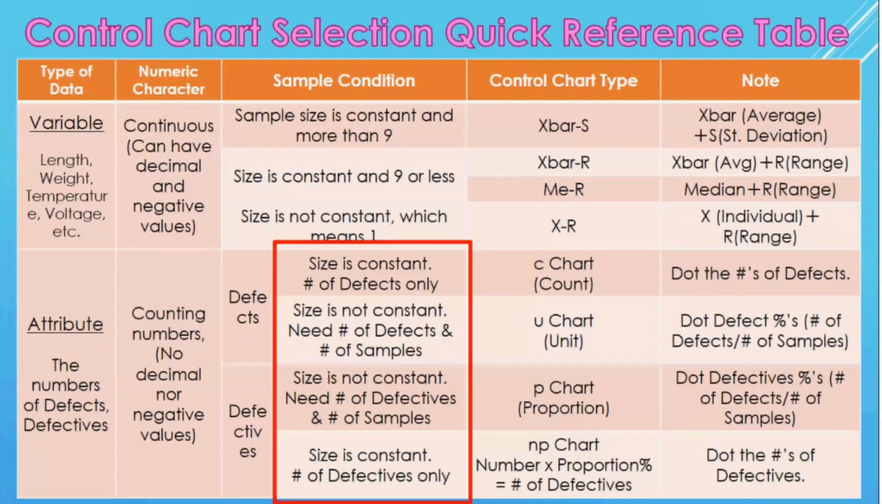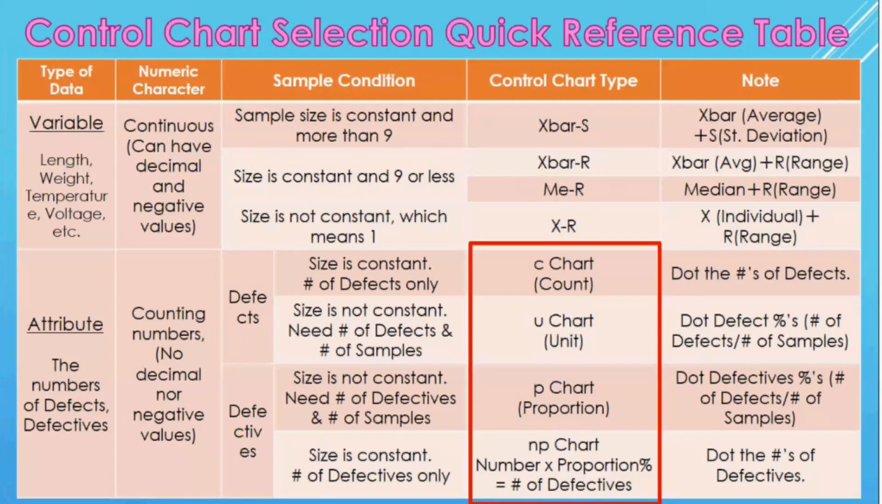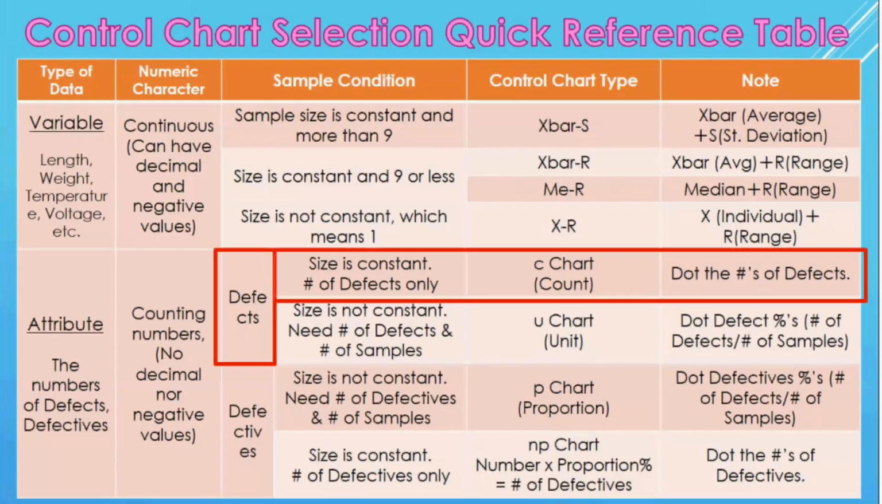However, unlike before, the difference in size doesn't matter, but whether the sample size can be consistent or not matters. From these 2 checkpoints, the following 4 control charts will come out. If you want to manage the number of defects and can keep the sample size consistent, record only the number of defects and use the C chart. C stands for count. You simply dot the numbers of defects.